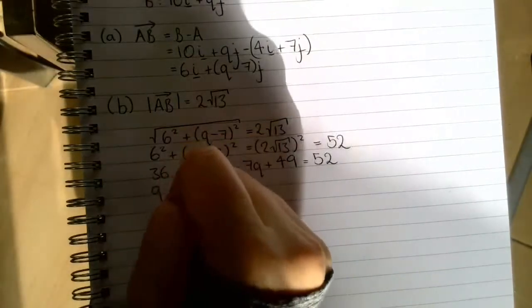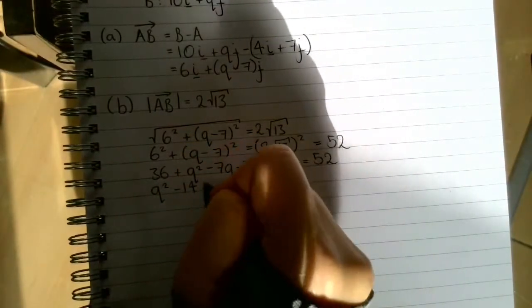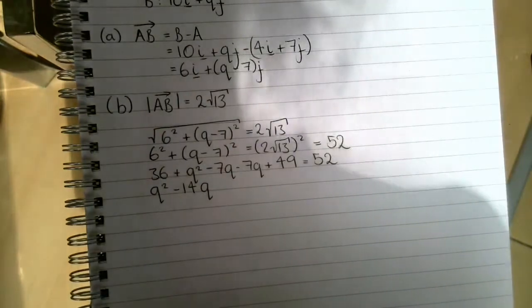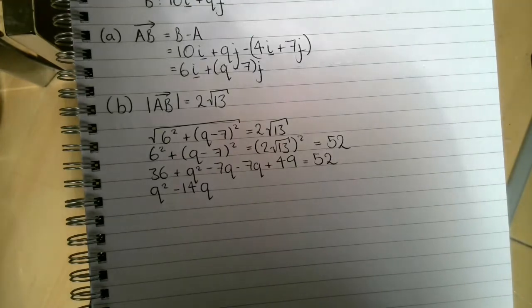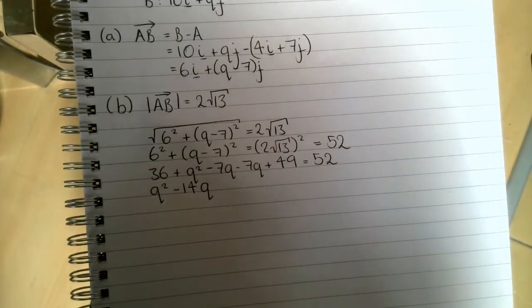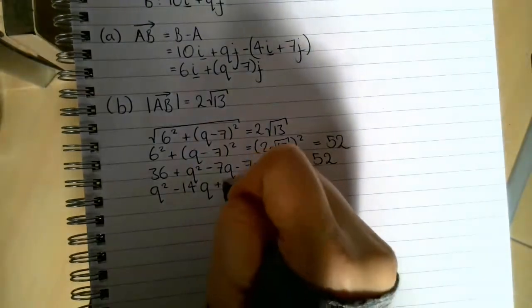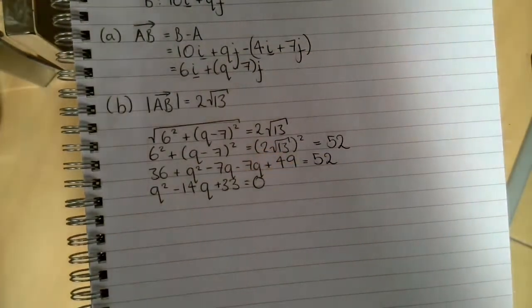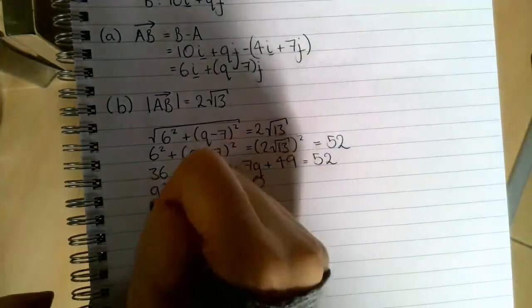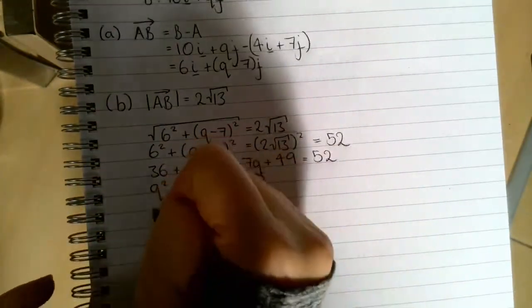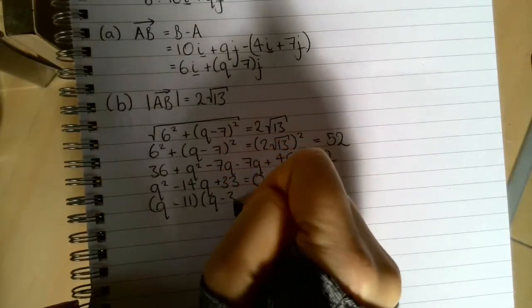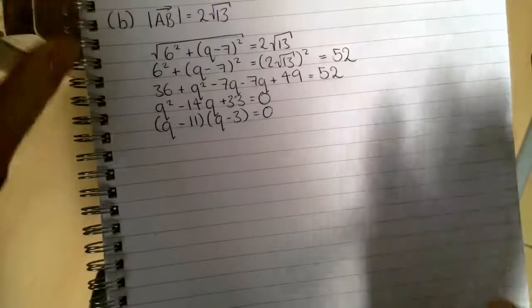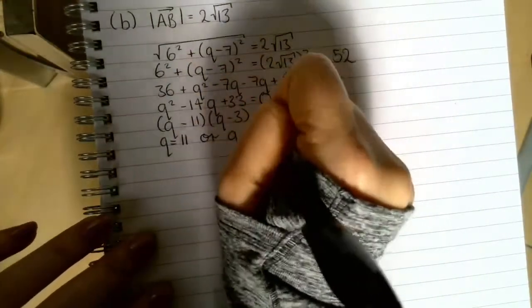So we get q squared minus 14q. We've got 36 add 49, which is 85, then subtracting 52, so we should get plus 33 is equal to 0. And we can factorise this, so we've got (q minus 11)(q minus 3) equals 0. So q is equal to 11, or q is equal to 3.